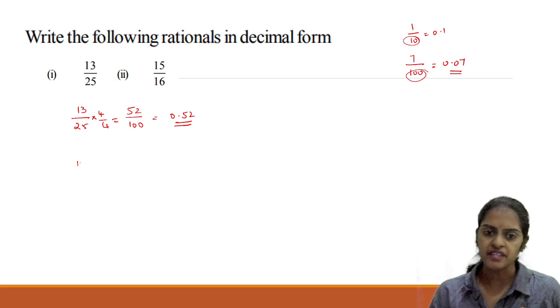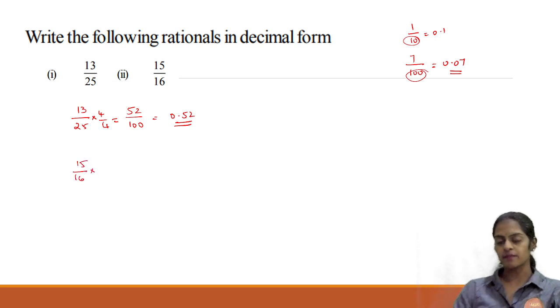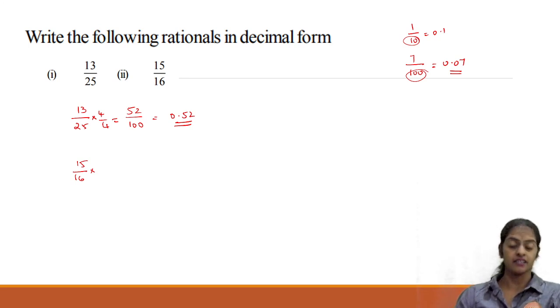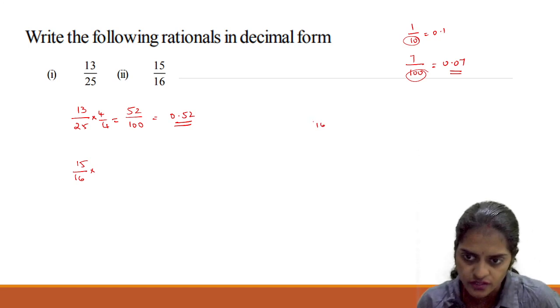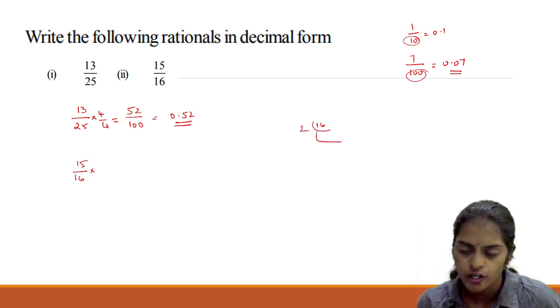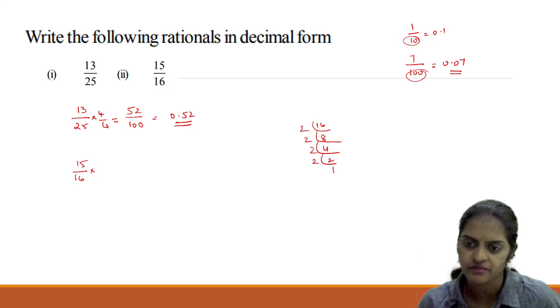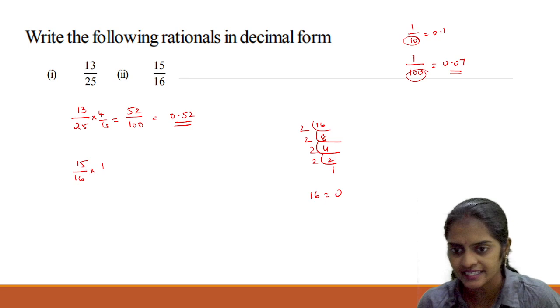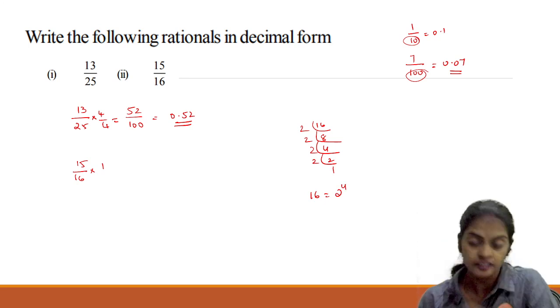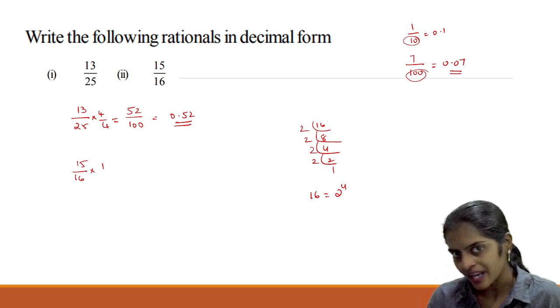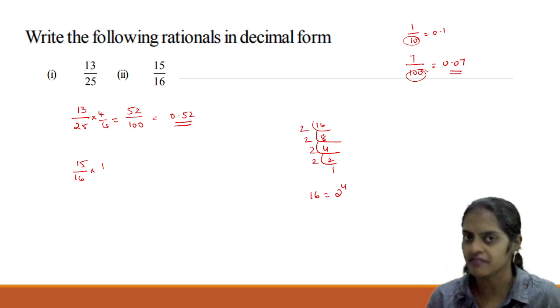Understood? Now 15 by 16. What should I multiply 16 with so that I can get 100? This is not so direct. So what do we do? See here, 16 I can write as 2 to the power 4. To end with digit 0, already I told you, you should have 2 and 5, isn't it?